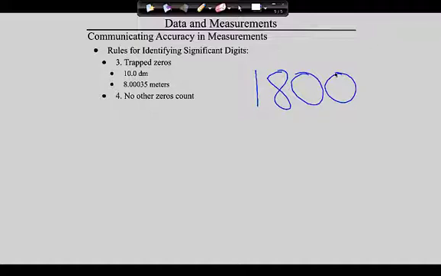So then, guys, the question becomes this: if they're not significant, can we just get rid of them? Well, what happens if we get rid of these zeros? We've radically changed the value of the number. So those zeros can't just be gotten rid of, because they're placeholders, and if you get rid of them, it changes the value of the number. Does that make sense?